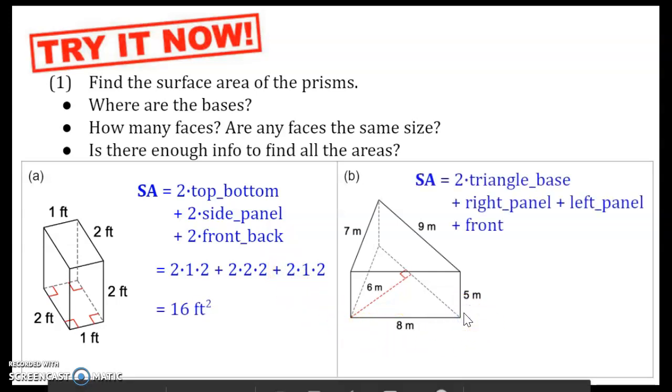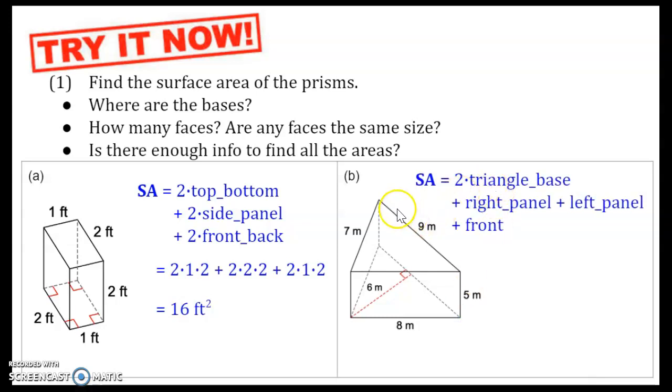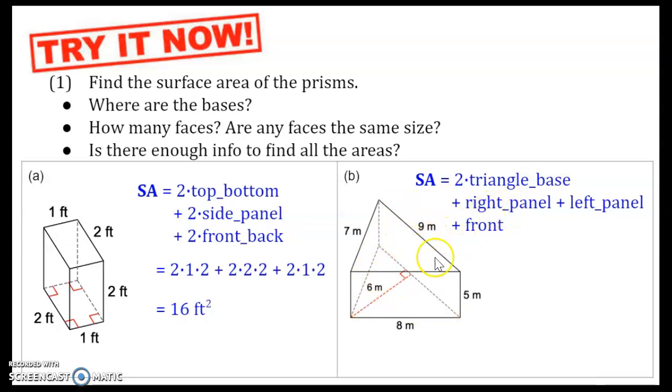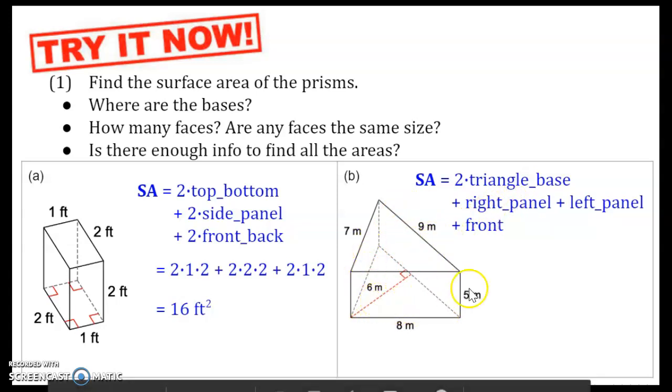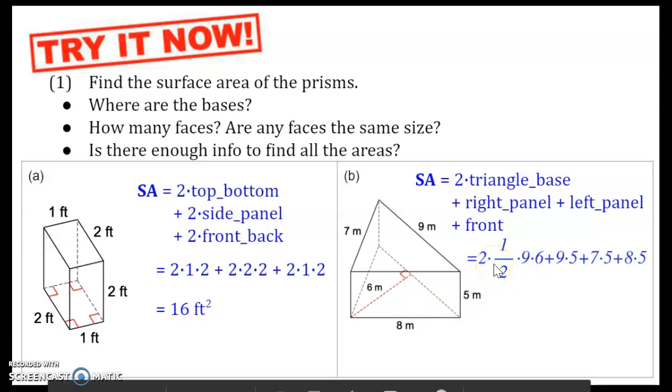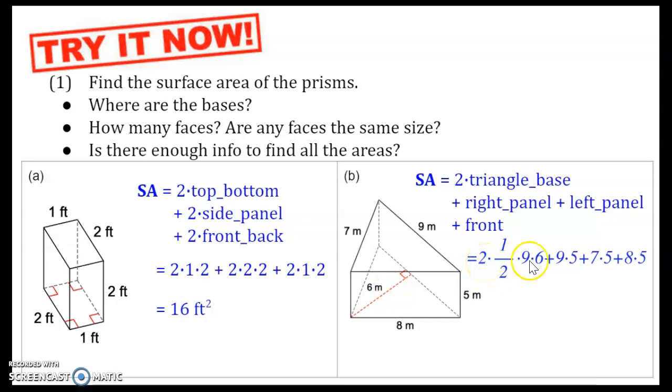For this triangular prism, you have 2 triangle bases, the top and bottom, and then you have the right panel, the left panel, and then the front panel. Try to visualize as much as possible. For the 2 triangle bases, the area is going to be, this length is the same as 9 meters, so it's 9 times 6 times half, but we have 2 of those, so we multiply that by 2.